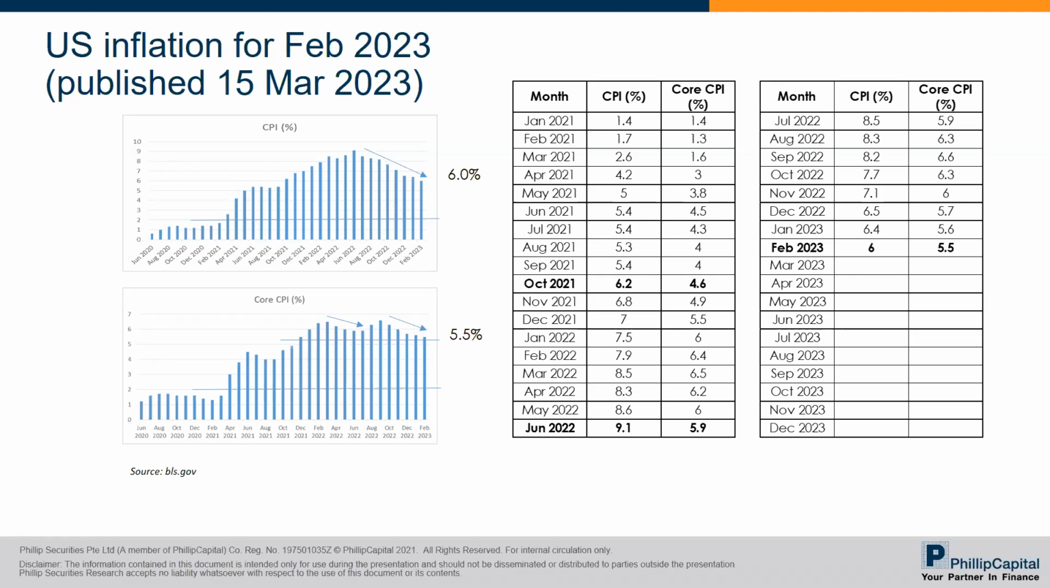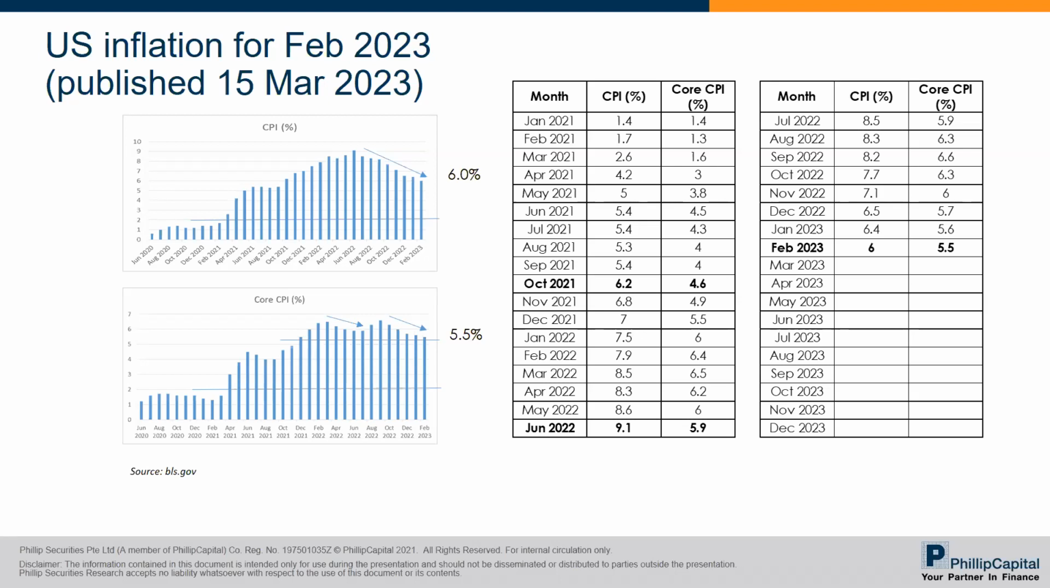And thankfully, it's still coming down. The latest inflation rate on the headline CPI is 6%, down from 6.4% in the prior month. And then for core CPI, which is CPI excluding the more volatile food and energy sector, core CPI is also lower at 5.5%. So what do we glean from the latest release of the data?